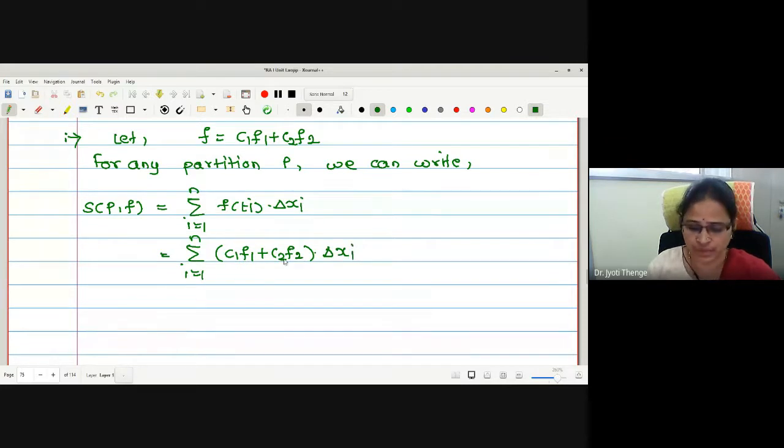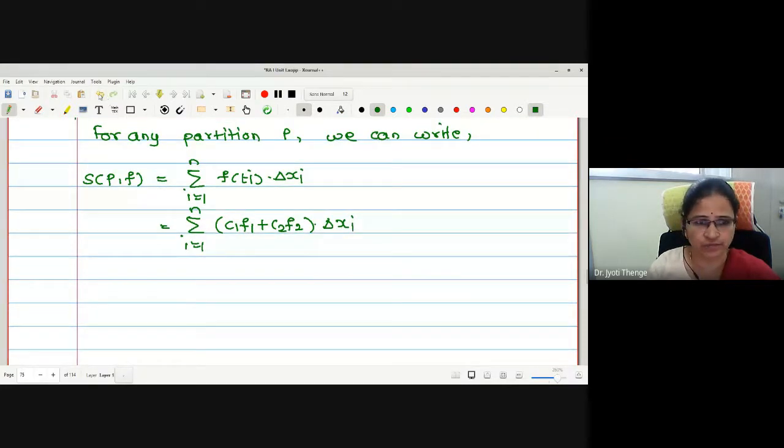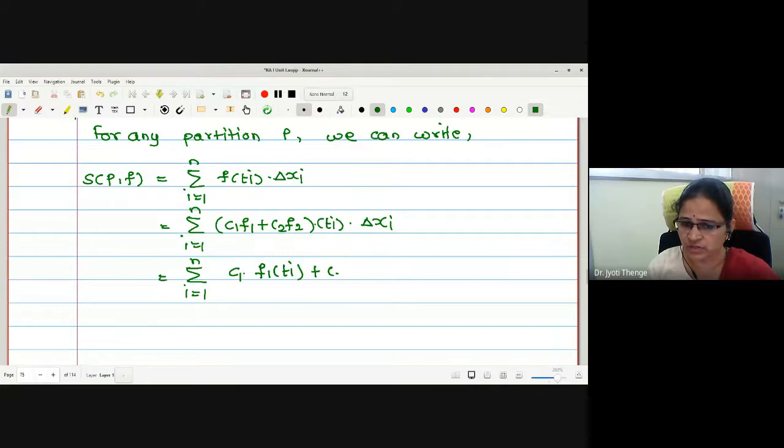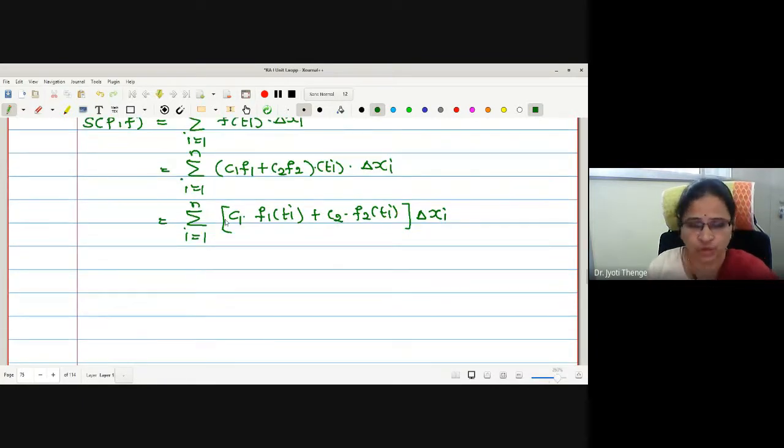How is this solved? Operated on ti into delta xi. Now how can I operate this linear combination of functions on a point? Is it a pointwise operation as c1 into f1 of ti added with c2 into f2 of ti, into delta xi as it is? Okay, now can I separate the sum over this linear combination?